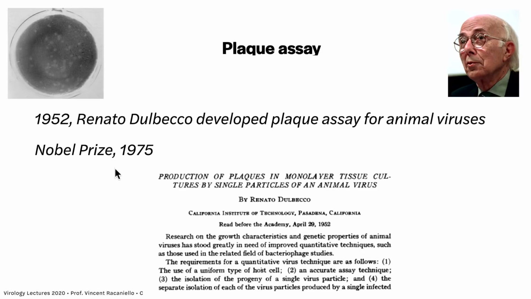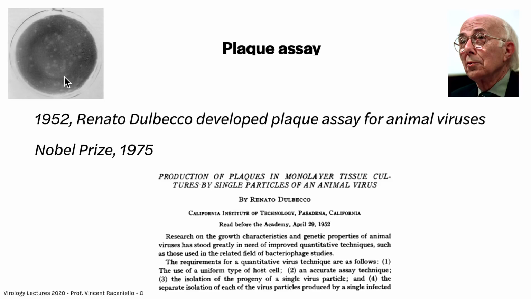In 1952, this virologist, Renato Dulbecco, took that plaque assay and modified it for animal viruses. And this was one of the reasons why he received the Nobel Prize in 1975. We'll actually come back to his Nobel Prize because it had some other people in it that were very important for other reasons. And here's the paper, 1952. It's from Caltech. Production of plaques in monolayer tissue cultures by single particles of an animal virus. And here's the picture from the paper.